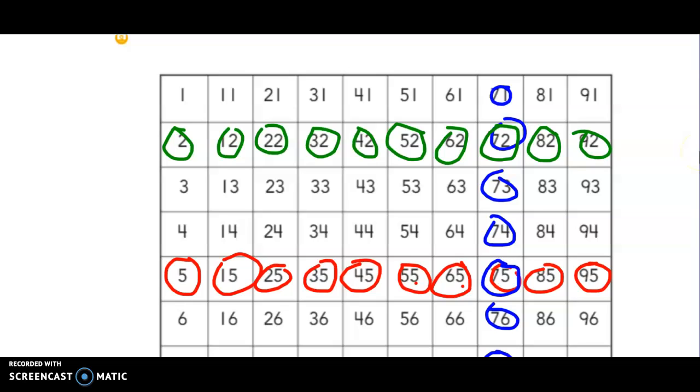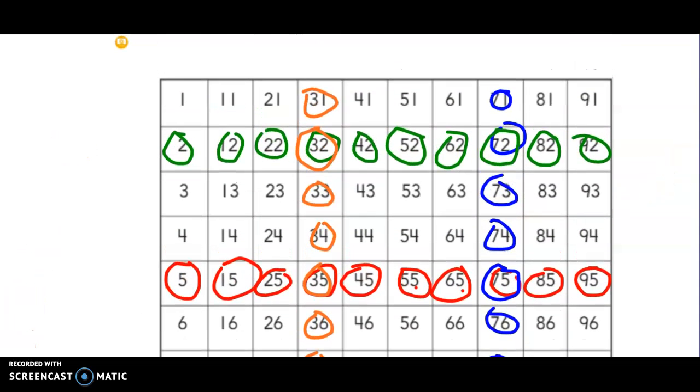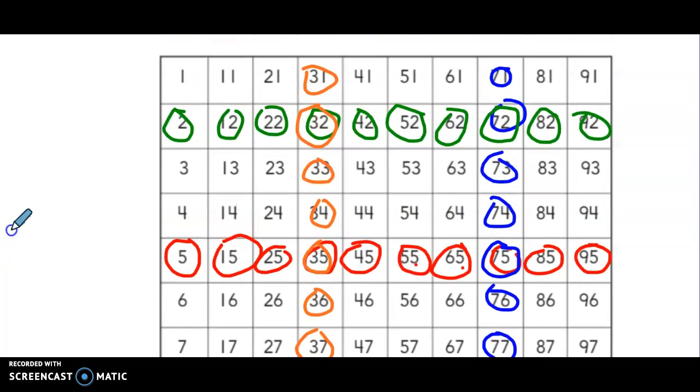All right, last one we're going to do. Grab your orange. With your orange crayon, you're going to circle every number with 3 10s. So 3 in the tens place. Go ahead and do that and then check back. All right, is this what you got? Very good. I want you to notice there are some numbers that ended up with multiple rings around them. That's because they fit more than one of the things that we were looking for.